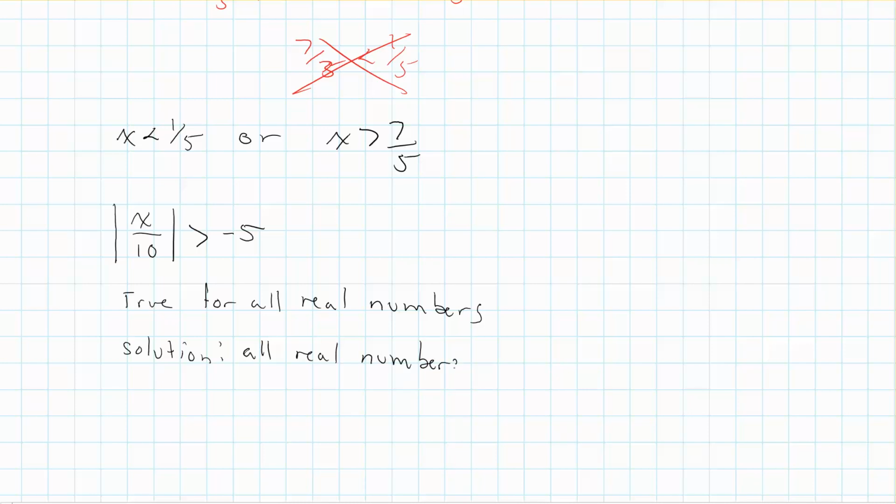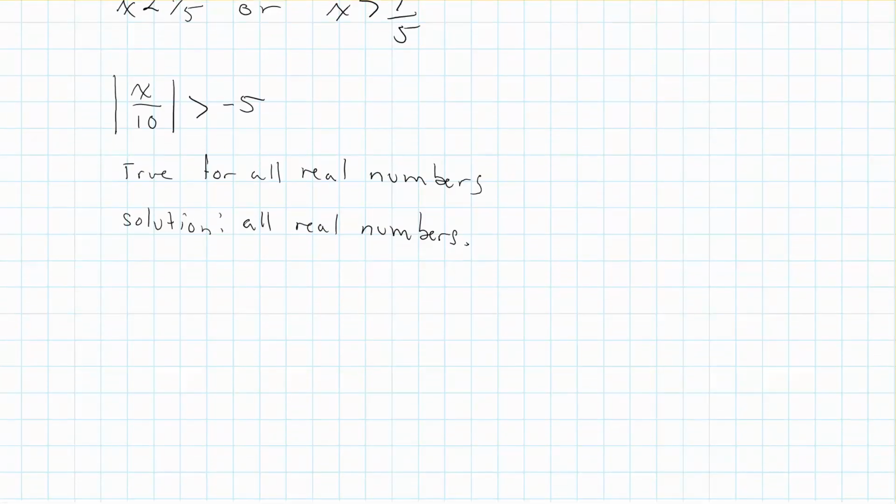And if you're not convinced of that, just plug in lots of different numbers. Negative 1, negative 1/10. What's the absolute value of negative 1/10? 1/10. 1/10 is a positive number. That's absolutely bigger than a negative number. So on and so on. You can plug in any number and you'll always get something bigger than negative 5.